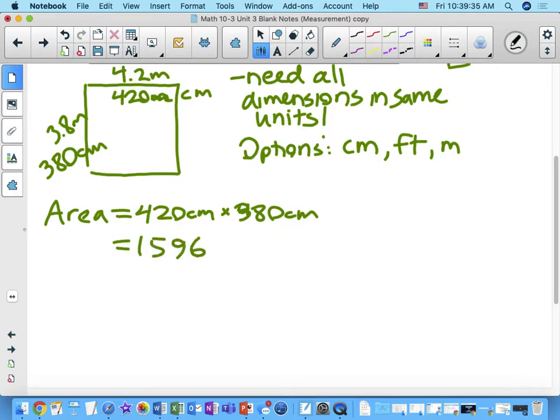1596 00. So let's think about this. This is the 600 part, and this is 159,000. 159,600 centimeters squared.